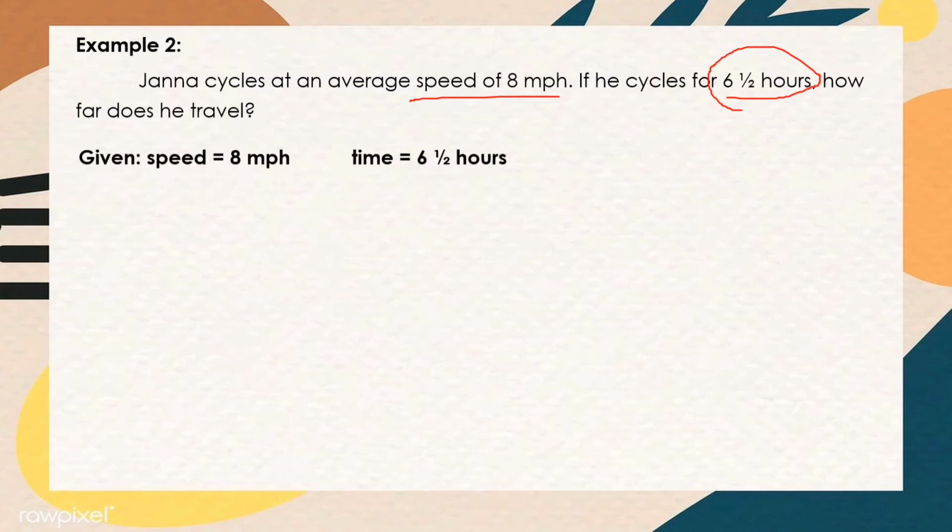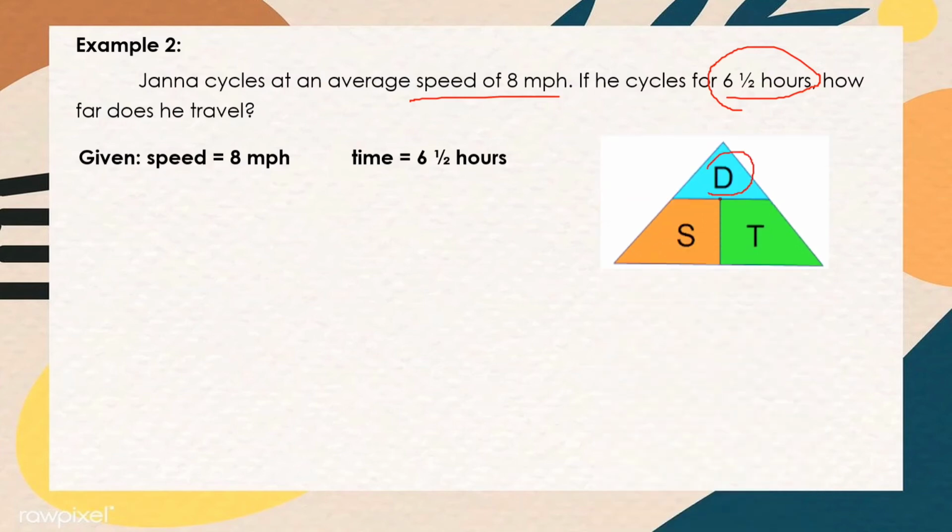So the given here is speed is equal to 8 miles per hour and the time is equal to 6.5 hours. So what is being asked here? How far does he travel? So pag sinabing how far, gaano kalayo? So ano yung nawawala? Okay. So definitely ang nawawala dyan ay distance. So kapag ang speed and time magkatabi, ang gagamitin natin dyan na operation is multiplication. So, the formula will be distance is equal to speed times time.